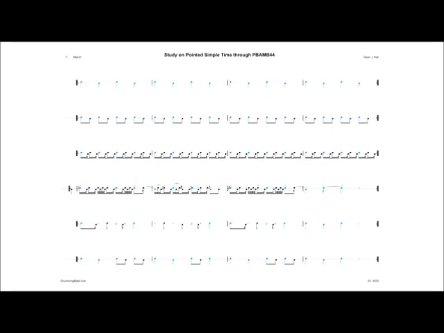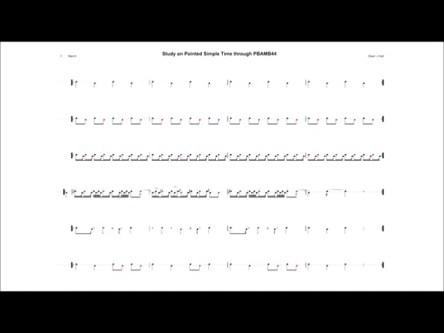Okay, so there's our 6 lines for an example of beat, pulse and groove in simple time march format. The next slide is of the same thing, but this time now with all the pulse notes marked, and they're all in pink.